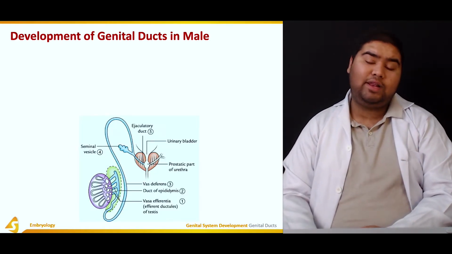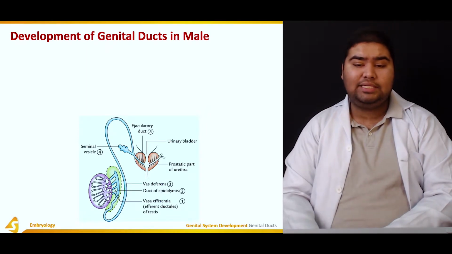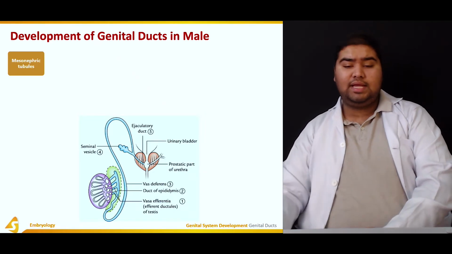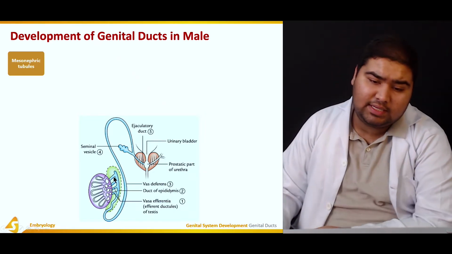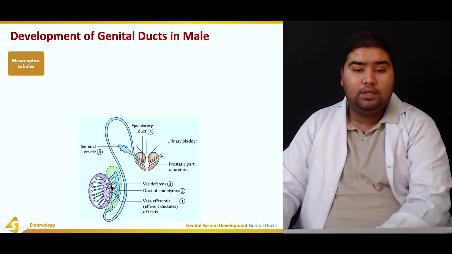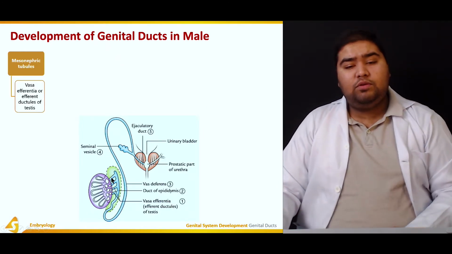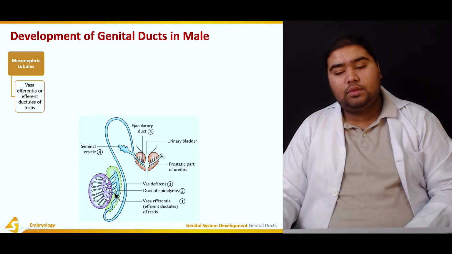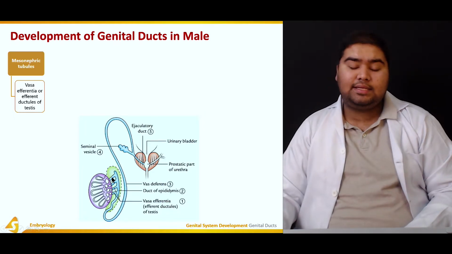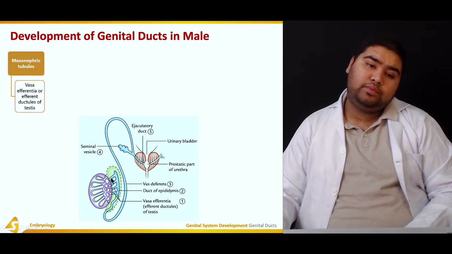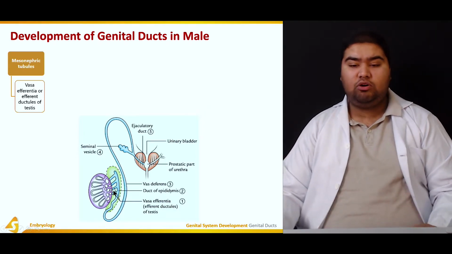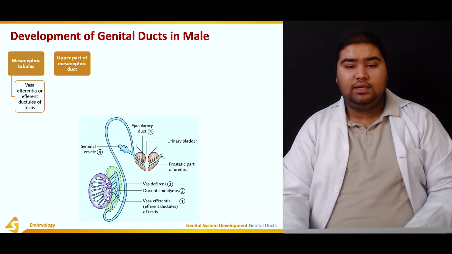So, how does the development of genital ducts in male take place? So, first of all, these are the mesonephric tubules. These mesonephric tubules form the vasa efferentia or the efferent ductules of the testes. So, this is the testes, and these are the ductules, these are the mesonephric tubules. They form the vasa efferentia or efferent ductules of the testes.